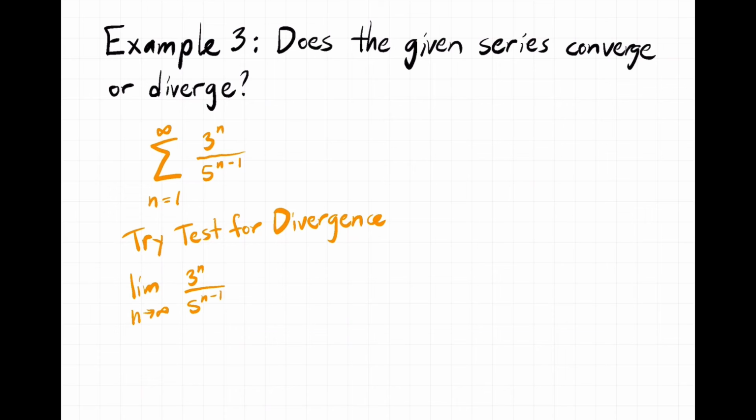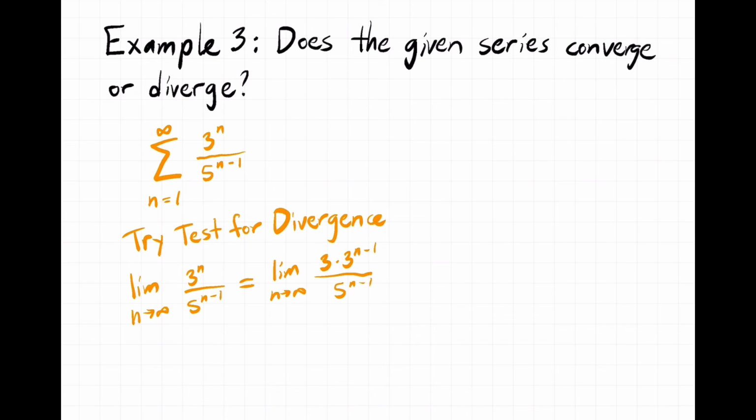But one thing we could do is manipulate this so that we only have one exponent instead of two exponents here. In fact, let's say the limit as n goes to infinity of, I want to have a 3 to the n minus 1. But in order to have that without changing the function, I also have to multiply by an additional 3 to the 1. So now 3 times 3 to the n minus 1, that's 3 to the n power. And that's over 5 to the n minus 1.